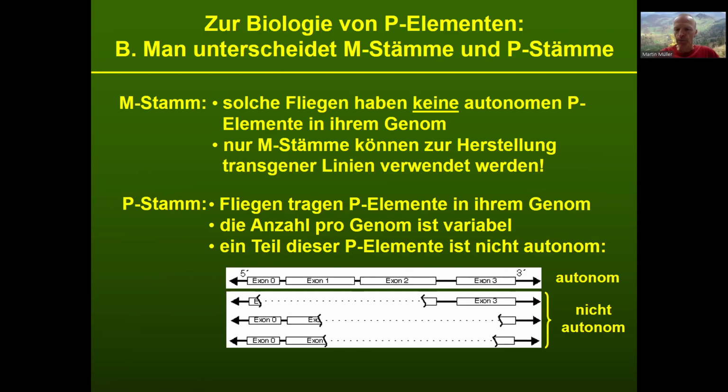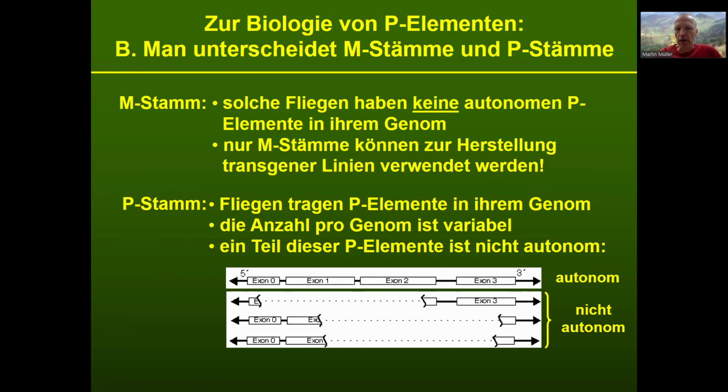Then people realized that there are different types of Drosophila lines. There were so-called M lines. They do not contain autonomous P elements in their genome. And there are so-called P lines. These contain many P elements in their genome. The number of these P elements in the genome is variable from stock to stock.